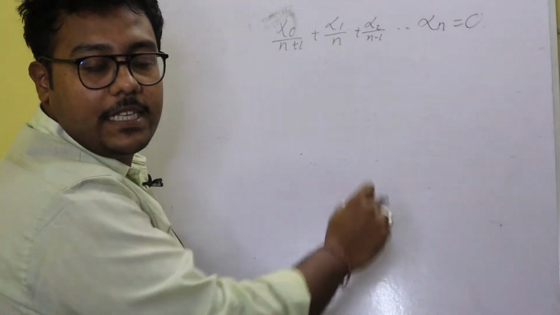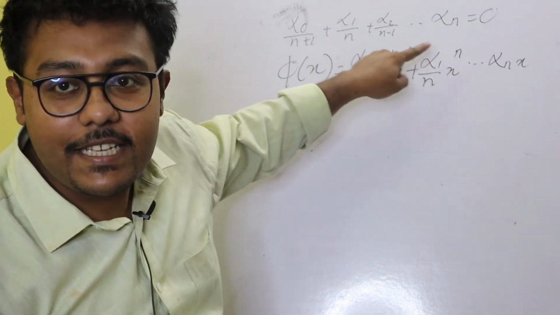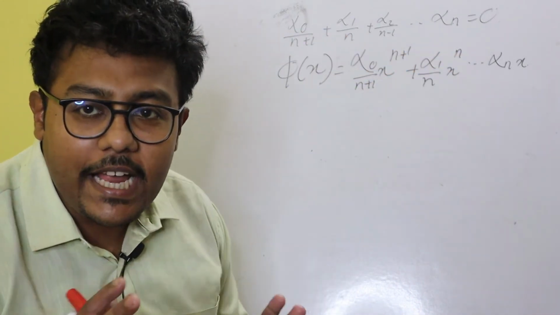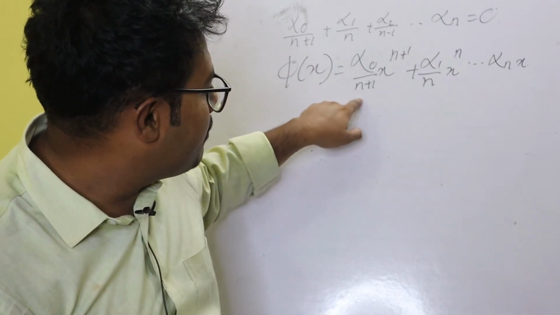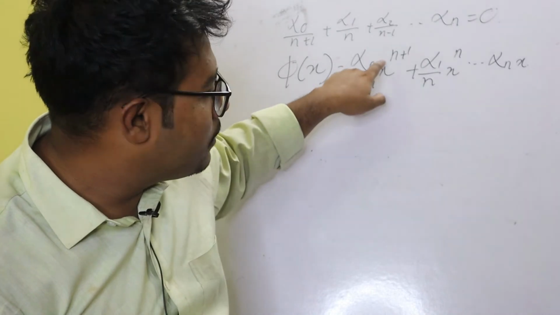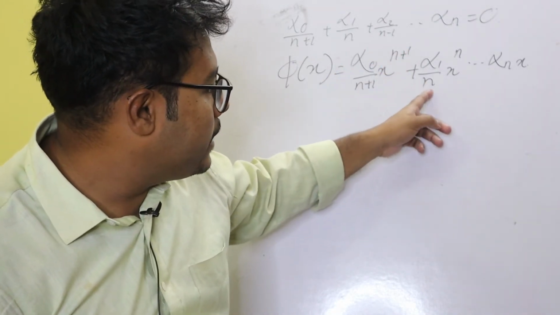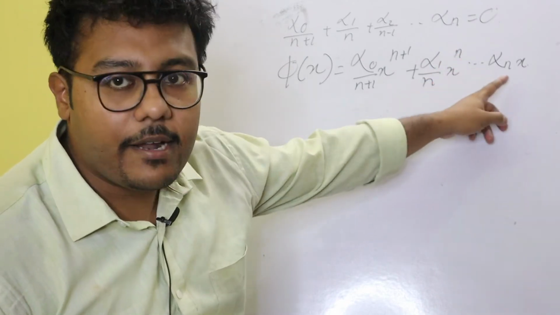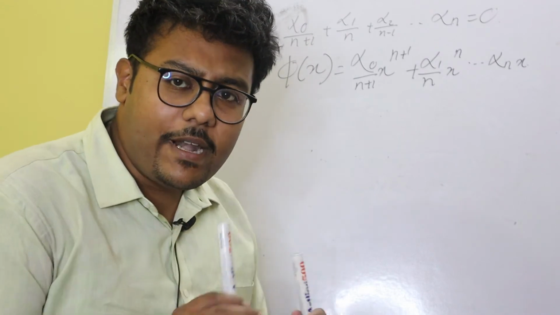See, we are given this part, right? Now see friends, we are given this one, and we are assuming a function phi x which is equal to alpha 0 by n plus 1 into x to the power n plus 1 plus alpha 1 by n into x to the power n up till alpha n into x, right? We are assuming this thing.